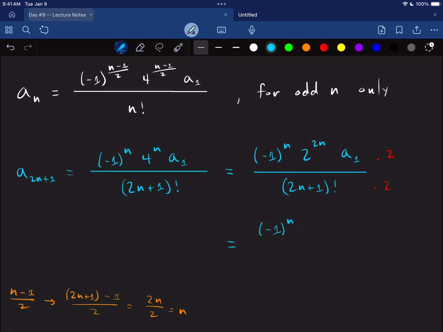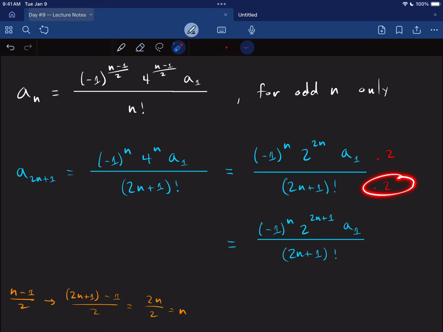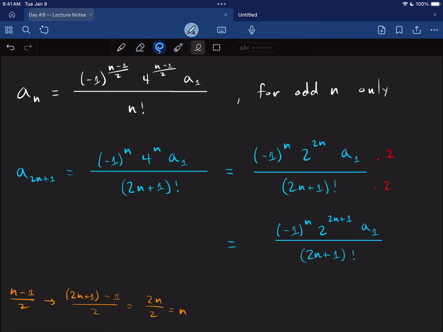so I'll have negative 1 to the n. I'll have 2 to the 2n plus 1. That's that numerator, read 2. I still have my denominator, 2n plus 1 factorial. And then this 2 right here, I'm going to just write as a 1/2 out front of the whole thing. I promise this will make sense in a bit. I'll make sure to come back and reference this as well.